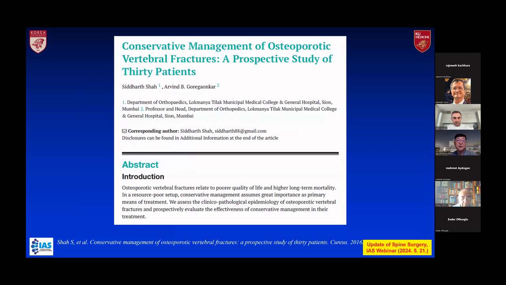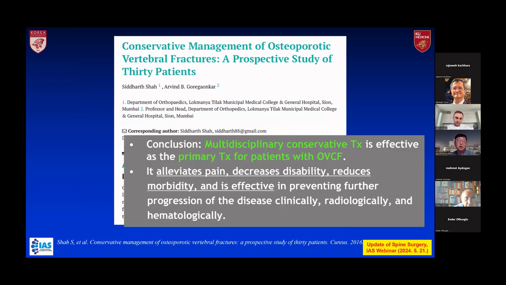This paper was regarding the conservative management of the osteoporotic vertebral fractures as a prospective study. They concluded the multidisciplinary conservative treatment is effective and essential as the primary treatment for patients having osteoporotic vertebral compression fractures. This multidisciplinary treatment can alleviate pain, decrease disability, and reduce mobility problems, and was effective, especially in preventing future osteoporotic fracture.